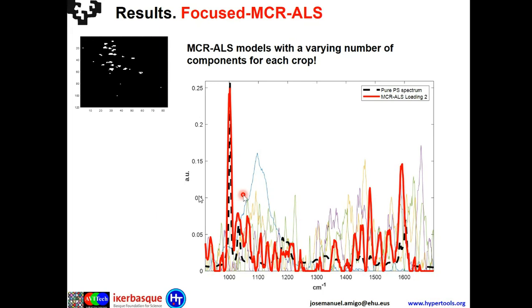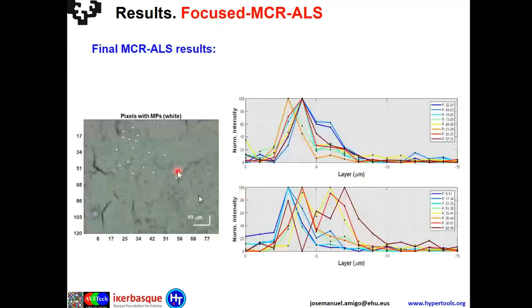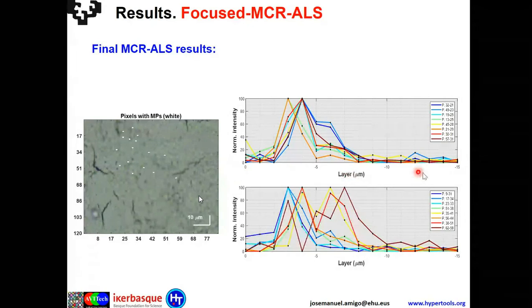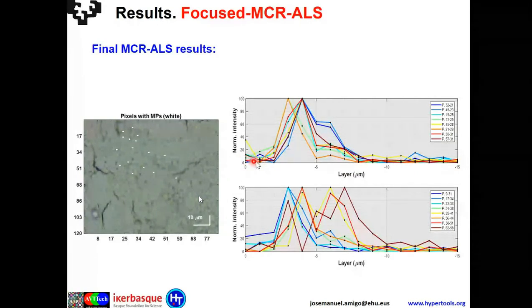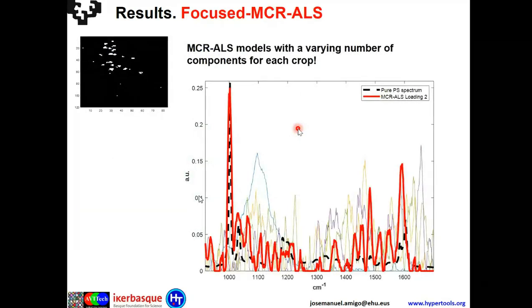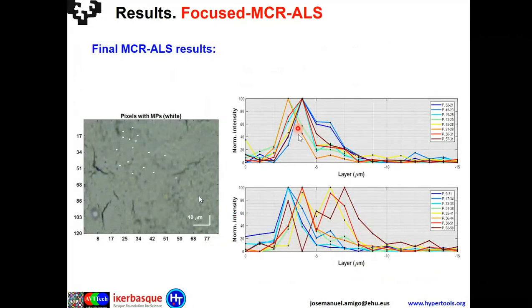If we look at the concentration profiles of these areas of the MCR models, look at this. This is layer 0, that means the surface, and this is layer minus 15. We can see the concentration evolution from 0, 0, 0, and suddenly in layer minus 4, that is 4 microns inside the sample, we have a maximum, and then it decreases to 0. This is amazing because it tells us that there is something there that resembles the plastic we are looking for, but it probably shouldn't be there.